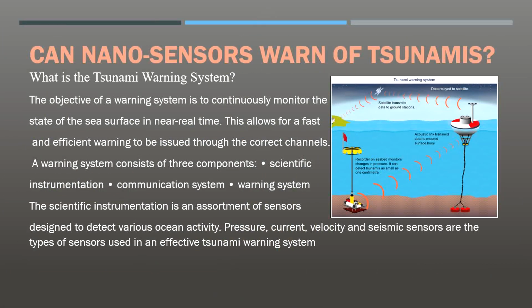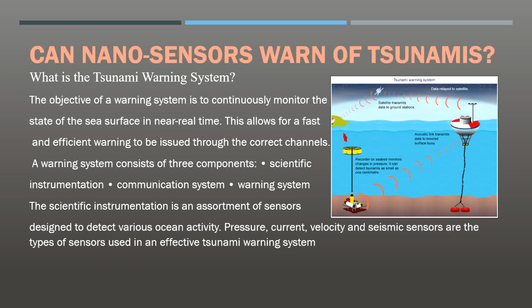Let's talk about the first question. Can nanosensors warn of tsunamis? First of all, what is the tsunami warning system? The objective of a warning system is to continuously monitor the state of the sea surface in near real time. This allows for a fast and efficient warning to be issued through the correct channels.